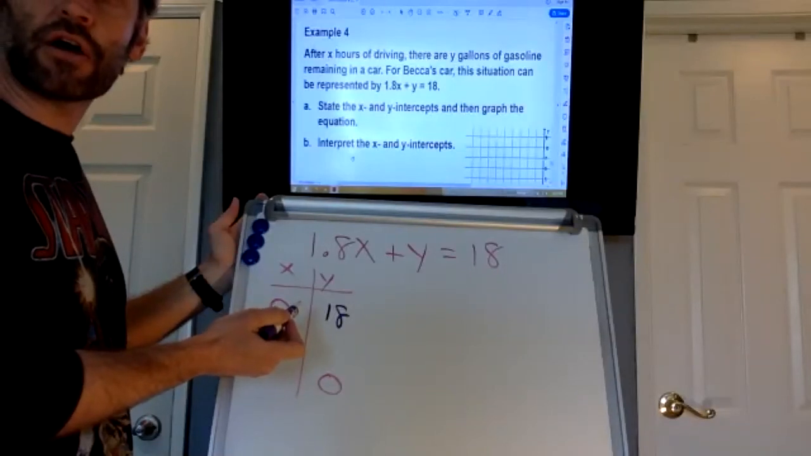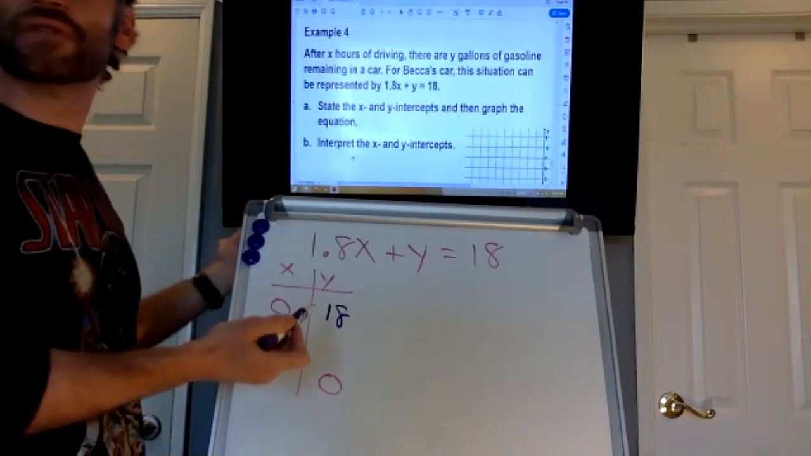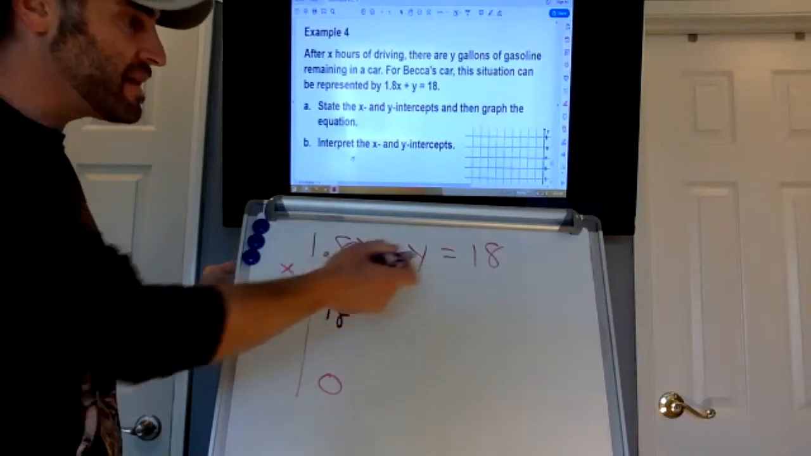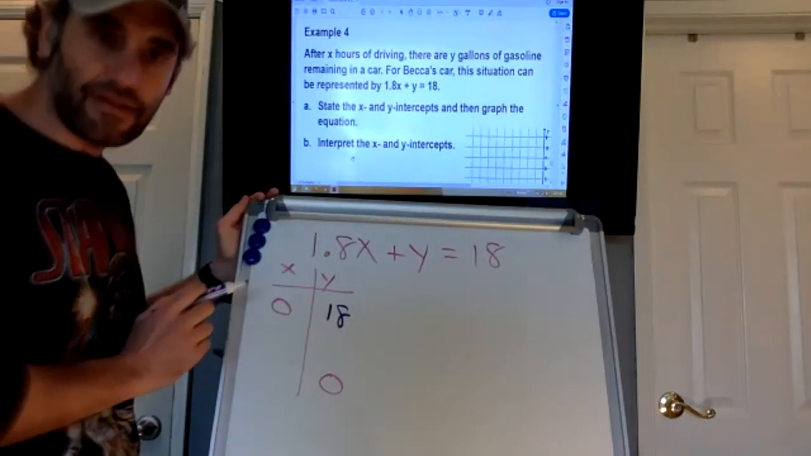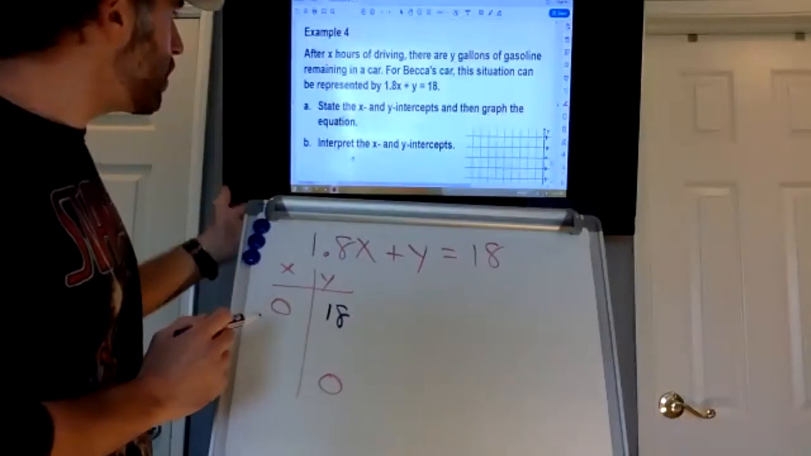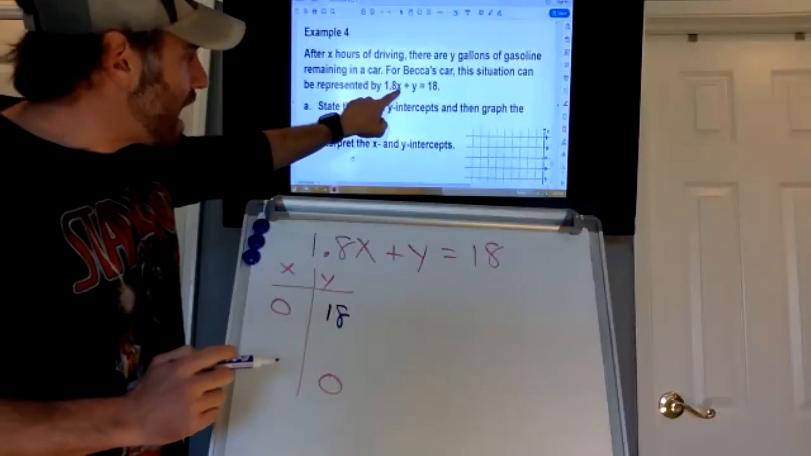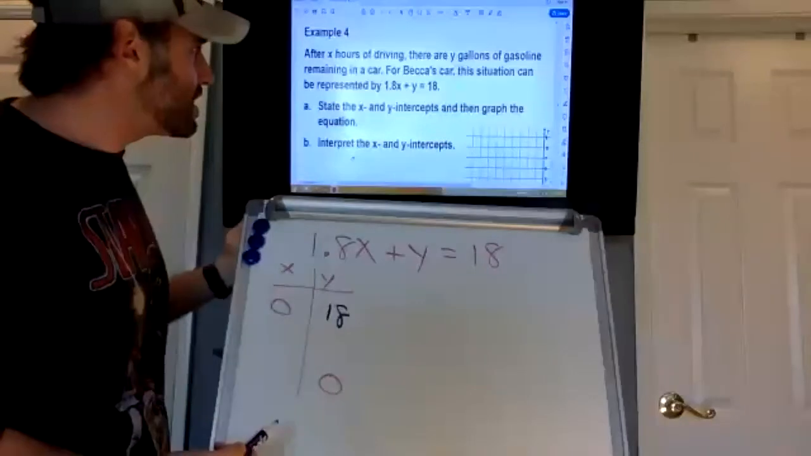When you fill up this car with gas, I'm assuming that maybe the car had already used some, who knows? But let's assume the car is filled up and it's got 18 gallons. And if I don't drive at all, guess what's still left? The 18 gallons. Now start to drive. Now that means I can put in, what about 1 hour, 2 hours, 3 hours? I can try all those. 10 hours. But I'm not going to do that.